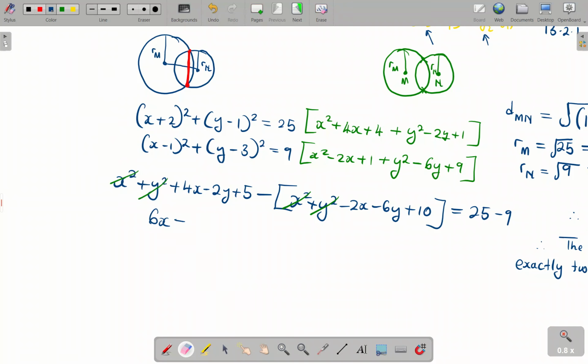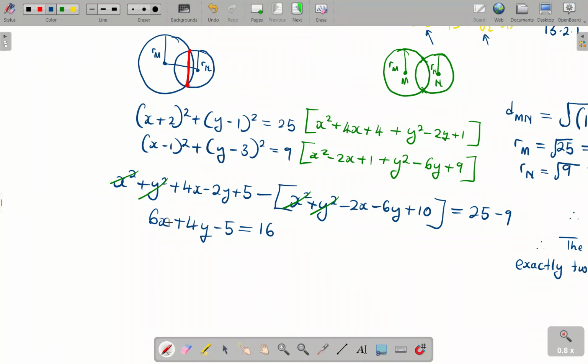So positive 4y. And then you have 5 minus 10, that will give you negative 5, which is equal to 25 minus 9, that's 16. So 16. And now, look what's happening here.